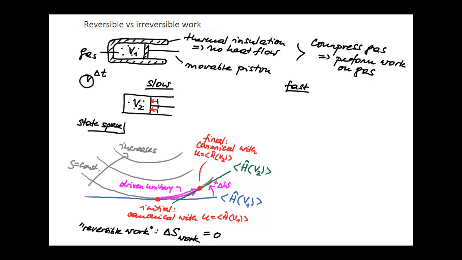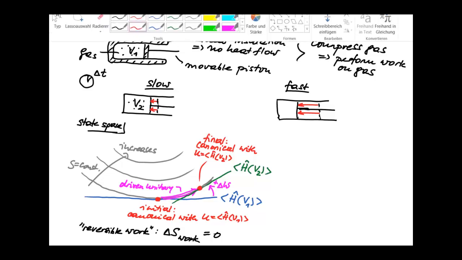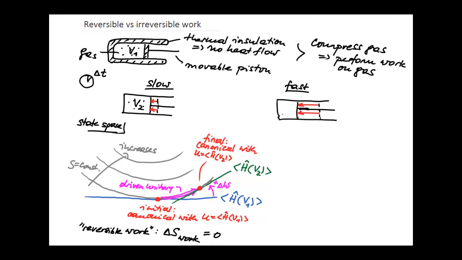But what happens now if we perform the work fast, if we compress the gas inside the cylinder fast? Then in this symbolic picture, if initially we had this volume, then in the same time interval, we move the piston by this much greater distance and compress the gas now to a volume V2 prime, which is smaller than V2, much smaller.